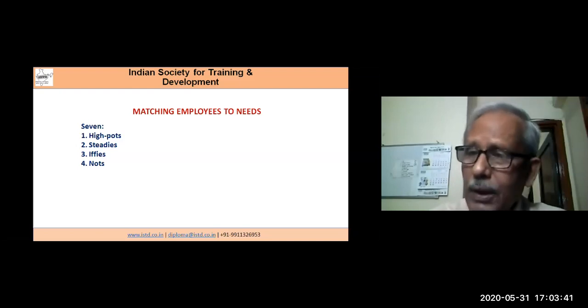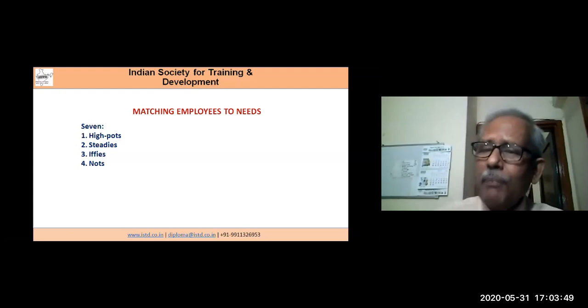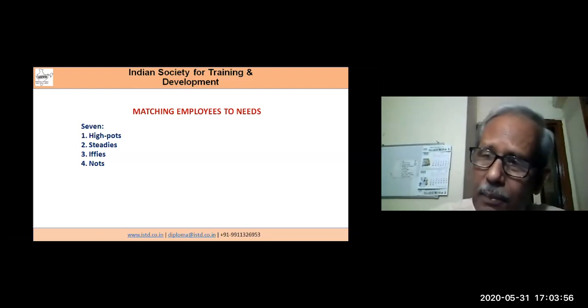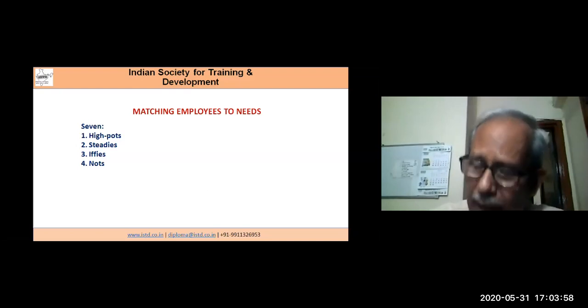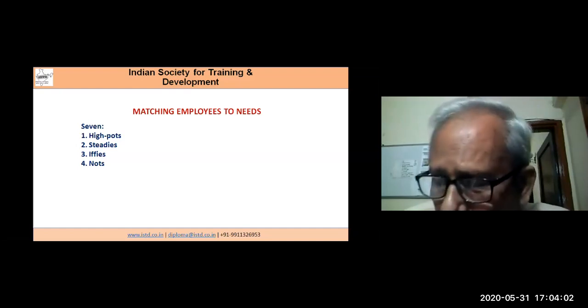It is not only the skill and capability and knowledge that is important. The attitude of people is also very, very important. So when you're matching employees to the needs of the organization, we keep in view these attributes, these behavioral aspects, these attitudinal points also. Yes, do you get my point?